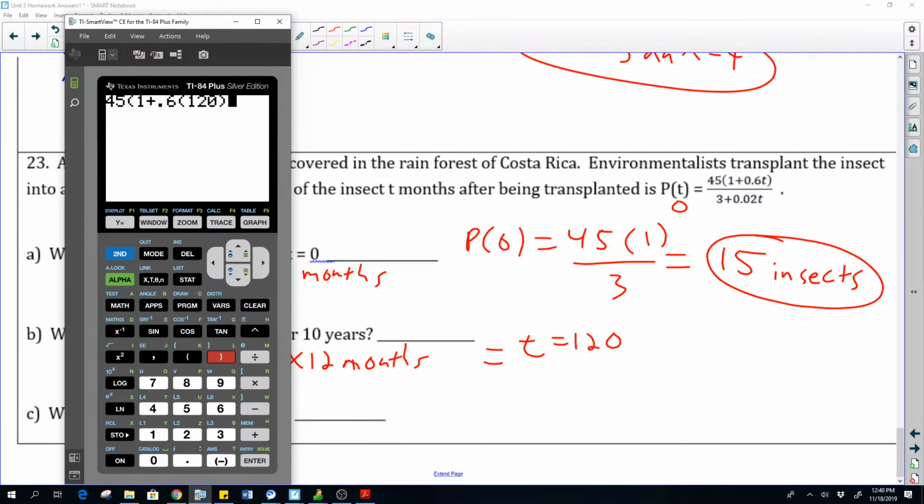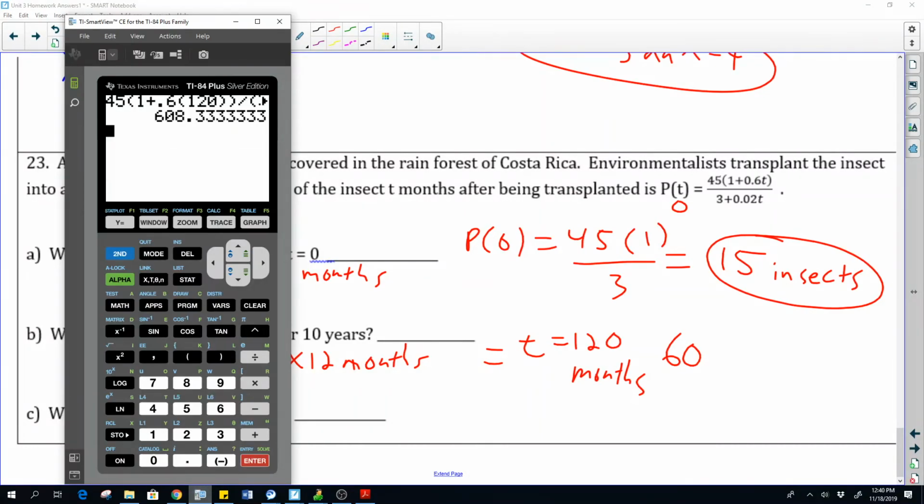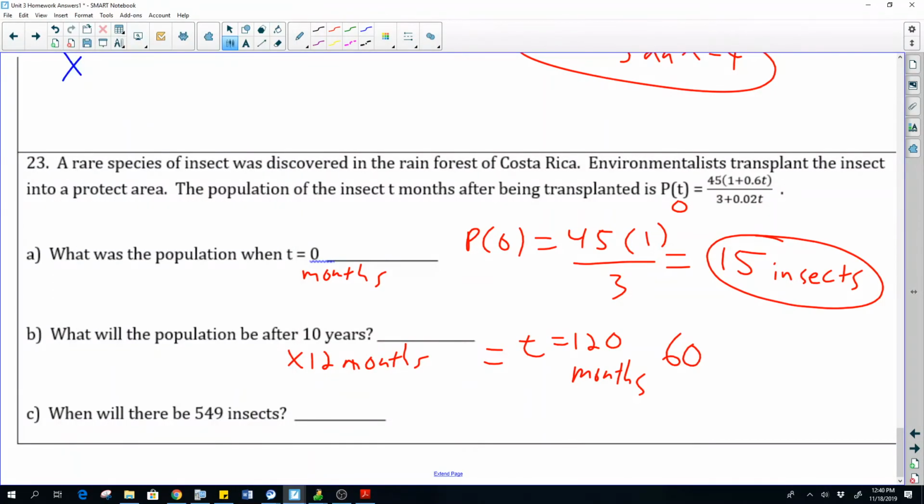That's on top, right? Divided by 3 plus 0.02 in the bottom, and that 0.02 is also times the 120. So plug into our calculator. Here we go. We get 608.3. So 608.3 is going to be our number of insects after 120 months. Can't really have 0.3 of an insect, so we'll round up to 609. So 609 insects. There we go.